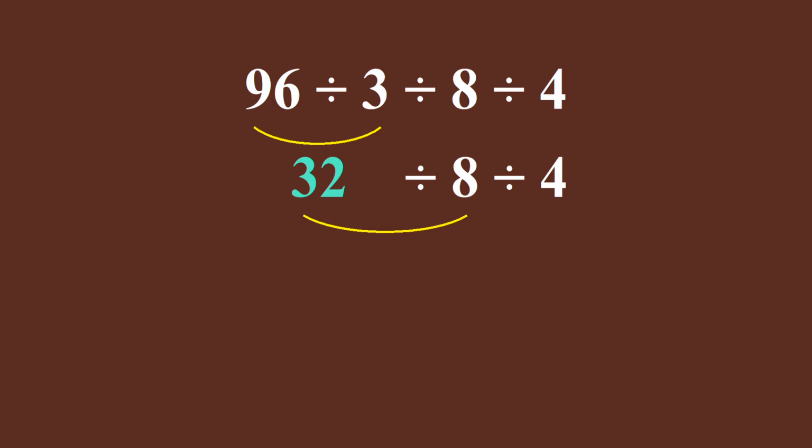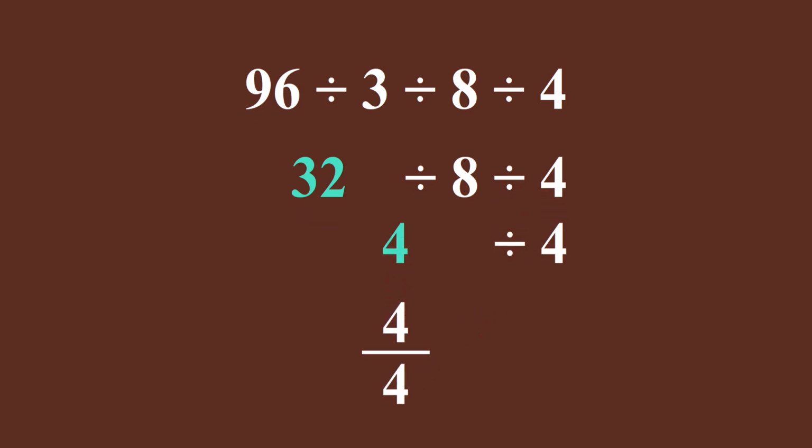32 divided by 8 is just 4. So 4 divided by 4 can be written as 4 over 4, which equals 1. This is our final answer to this problem.